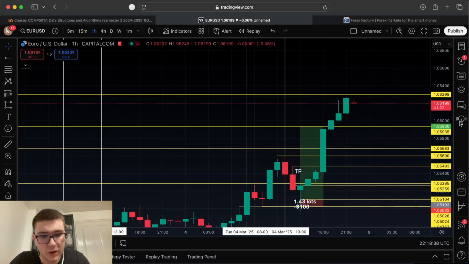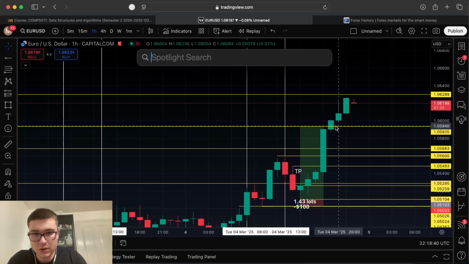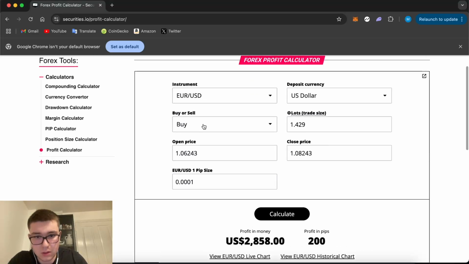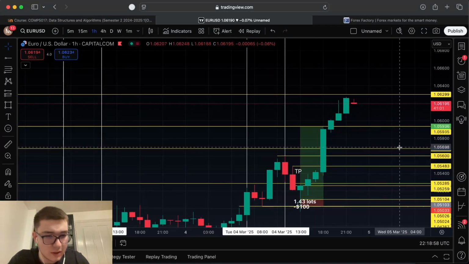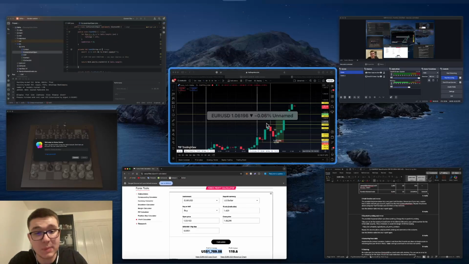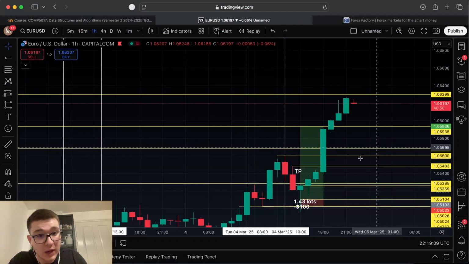I haven't done the calculations for it, but we can do the calculations if we just do this. Profit calculator. Yeah, this is lot size. 5103. And then the final close price would have been 6299. Yeah, close to $2,000, which is nearly 20% on a $10,000 account. So it could have been a huge day.